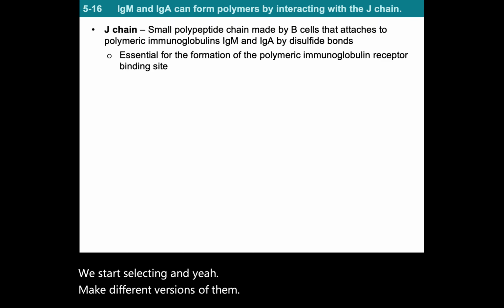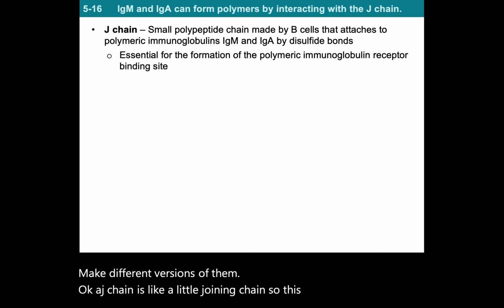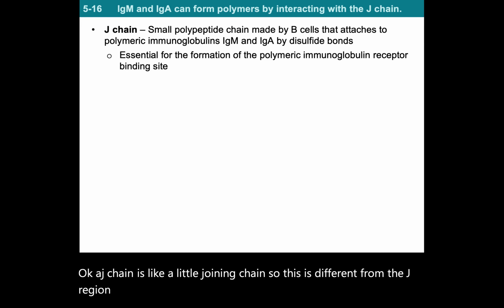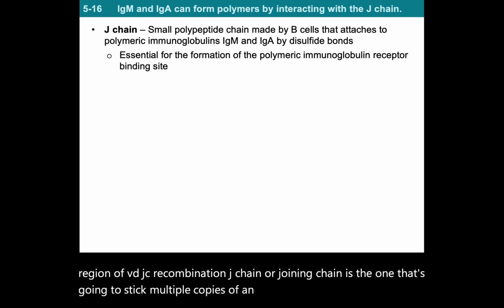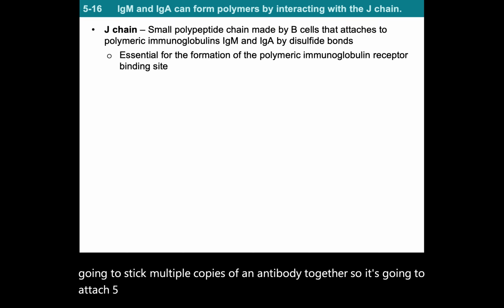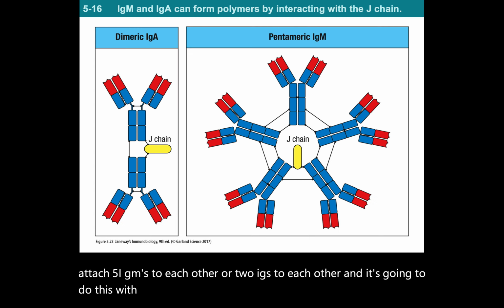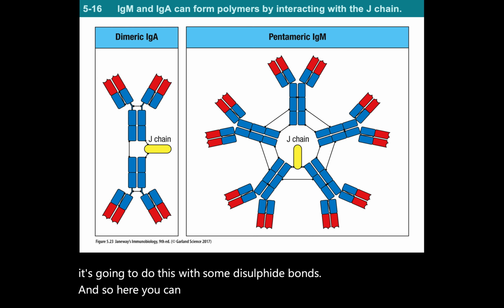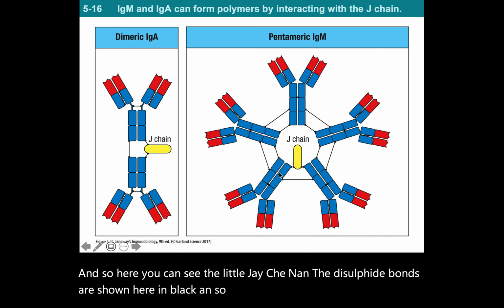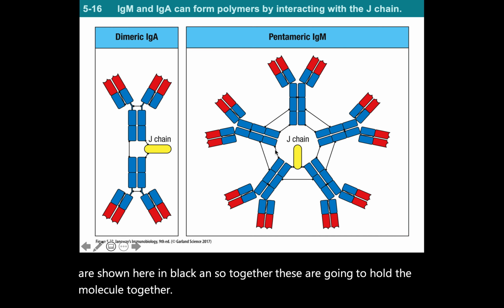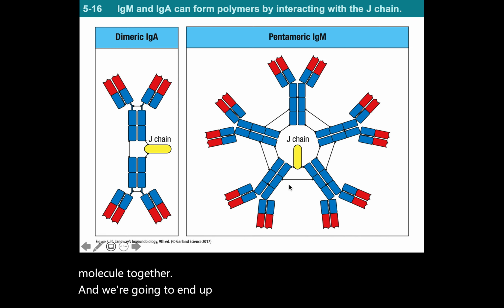Okay, a J chain is like a little joining chain. So this is different from the J region of VDJC recombination. The J chain, or joining chain, is the one that's going to stick multiple copies of an antibody together. So it's going to attach 5 IgMs to each other or 2 IgAs to each other. And it's going to do this with some disulfide bonds. And so here you can see the little J chain, and the disulfide bonds are shown here in black. And so together these are going to hold the molecule together. And we're going to end up joining up 5 different IgMs or 2 different IgAs when we do this.